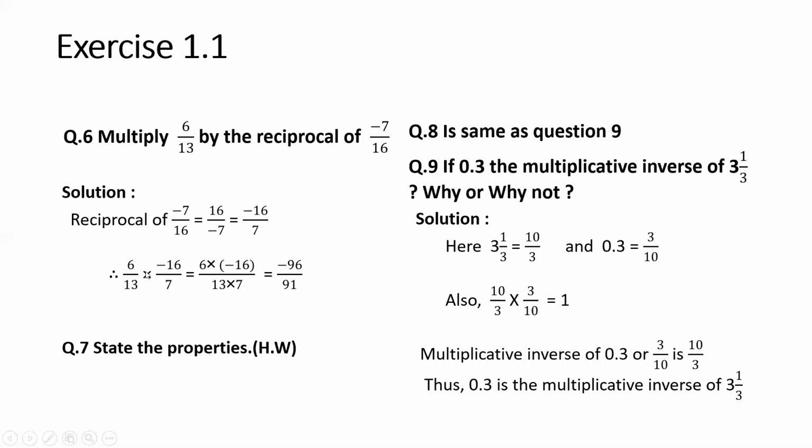So 16 6s are 96, and one number is positive, another number is negative, so the sign will be negative. In the denominator, you have 13 into 7, so 13 sevens are 91. So this minus 96 upon 91 is the final answer.